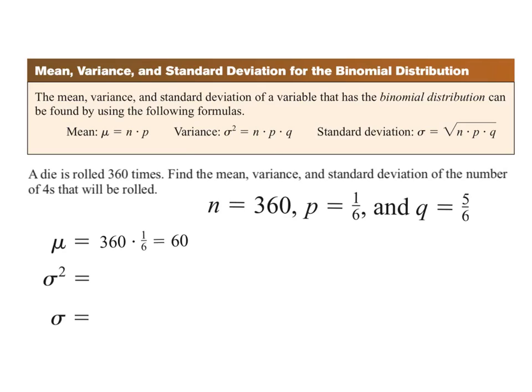Okay. So then the variance, you just take what you had for the mean and multiply it by the probability of failure. So that would have given you 50. Then for the standard deviation, square root of 50, which is 7.07. How many had all three of those correct?